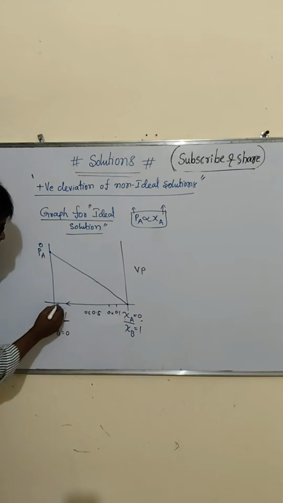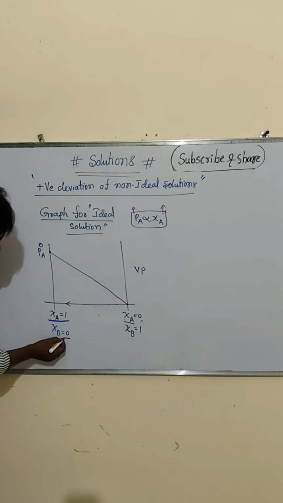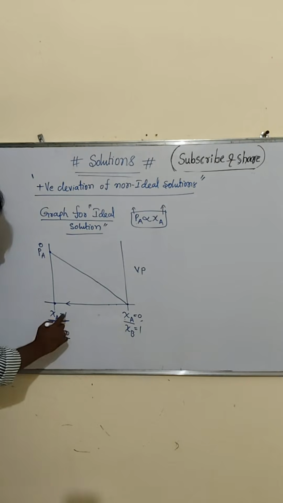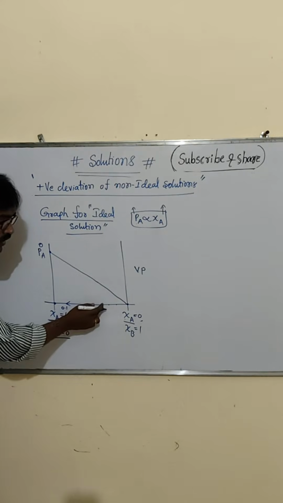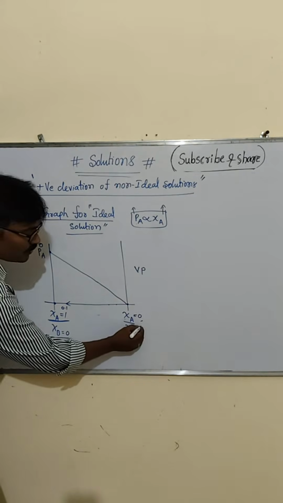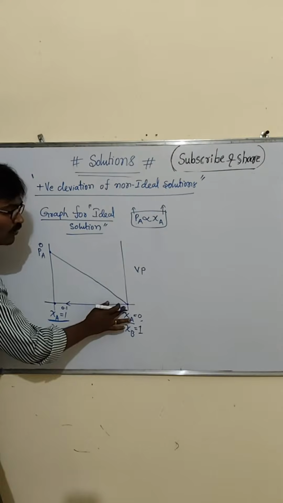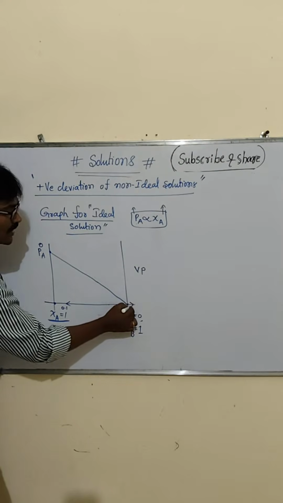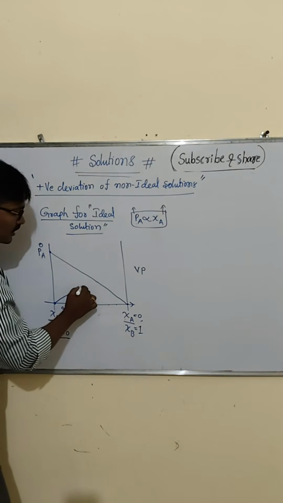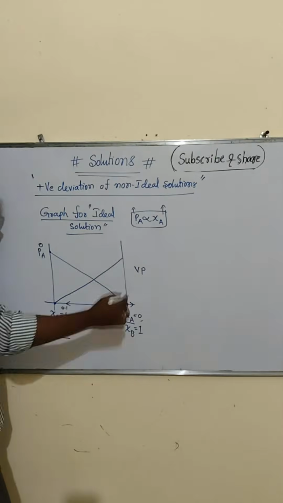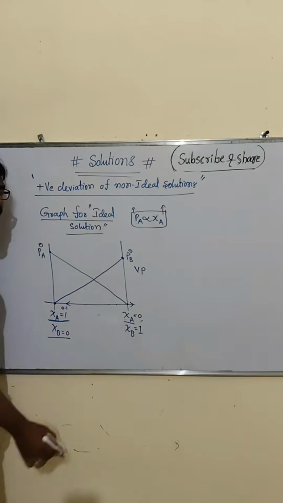Then once again, if you take from this side, the mole fraction of B is 0 at this point. Then the mole fraction of B starts from 0.1, 0.2, 0.3, 0.4, 0.5. Then the mole fraction of B at this point is 1. So it is increasing from 0.1 to 1 in this direction. Then if you draw the graph for B, you can get it like this. Where it is cut, that we call P naught B.